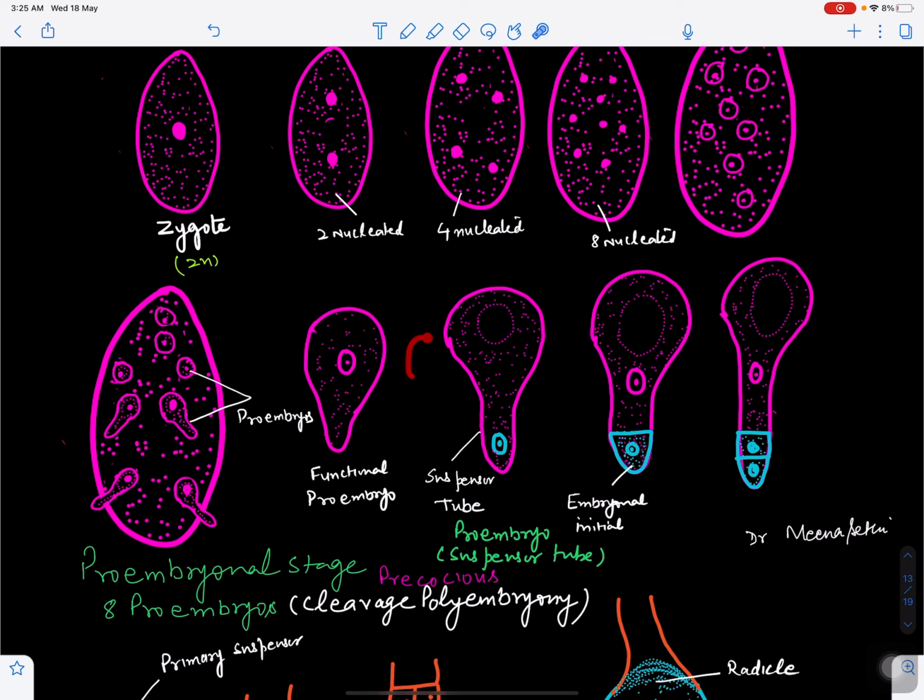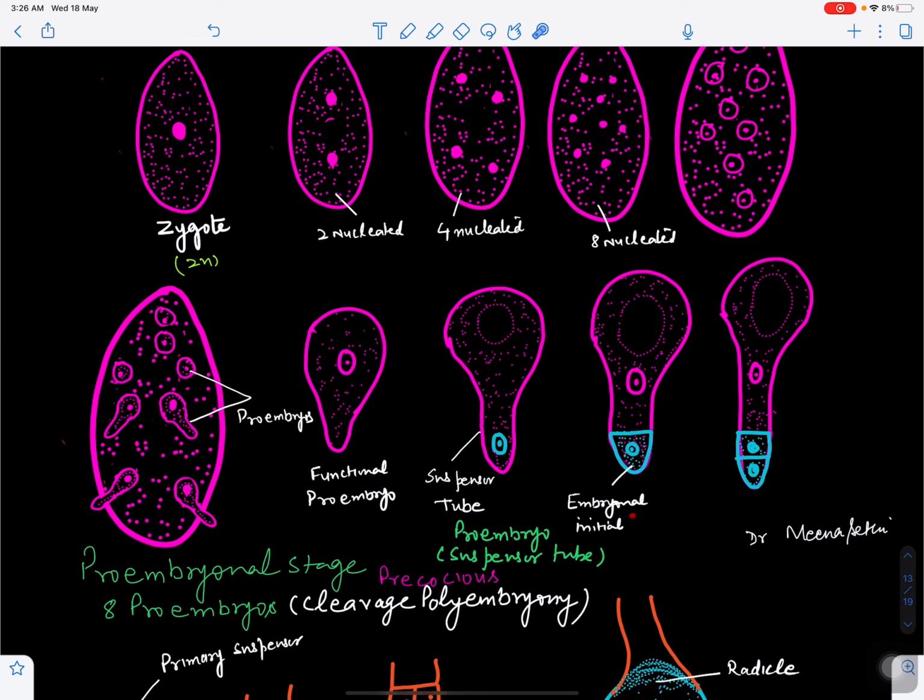Now we can see here, this gets elongated like this, and a tube-like structure is there. This tube-like structure is called the suspensor tube. And this nucleus, which is present over here in the suspensor tube, will divide into 2 nuclei. This is one nucleus, this is another nucleus. And this is the appearance of the vacuole in this part. Now this cell is called the embryonic initial, which is going to form the embryo. This part is the suspensor, which will absorb nourishment for the growing embryonal cell from the female gametophytic part.